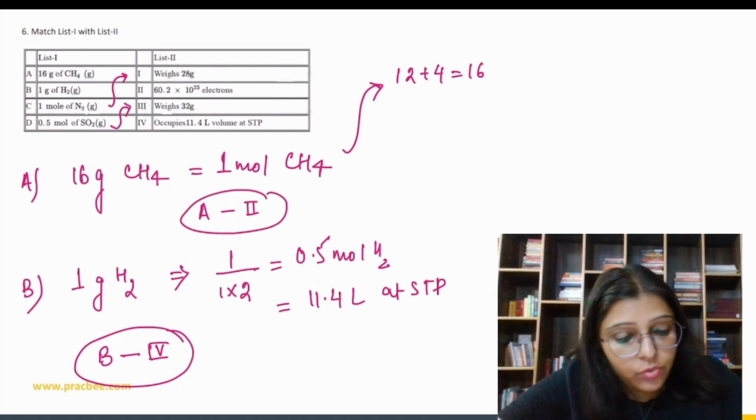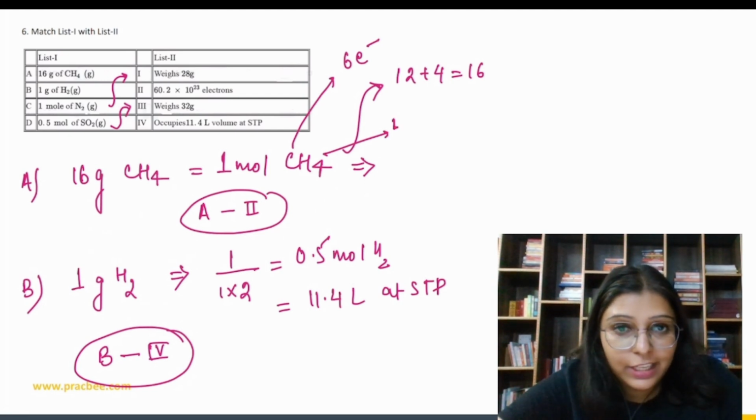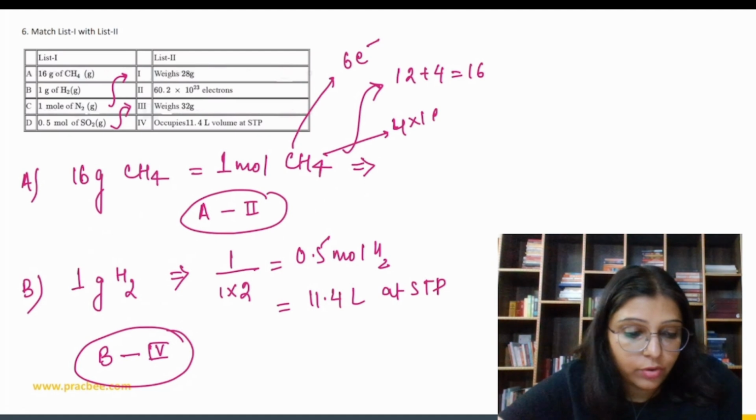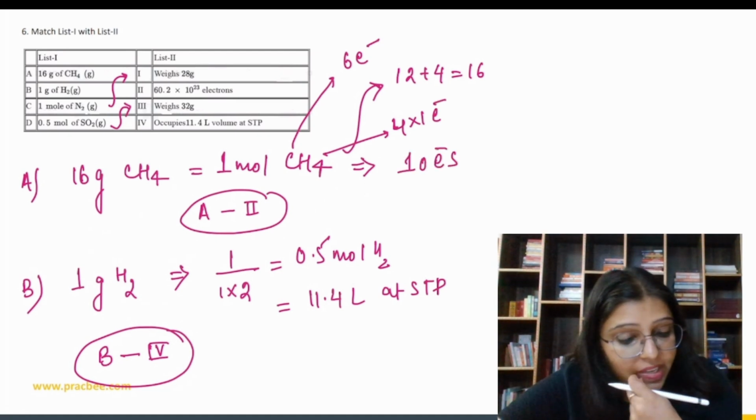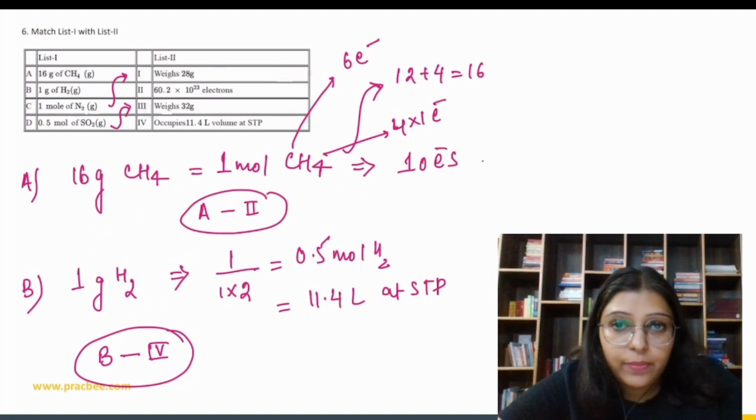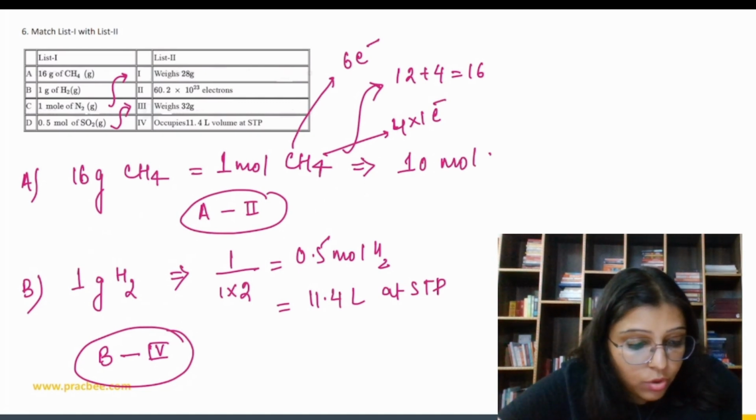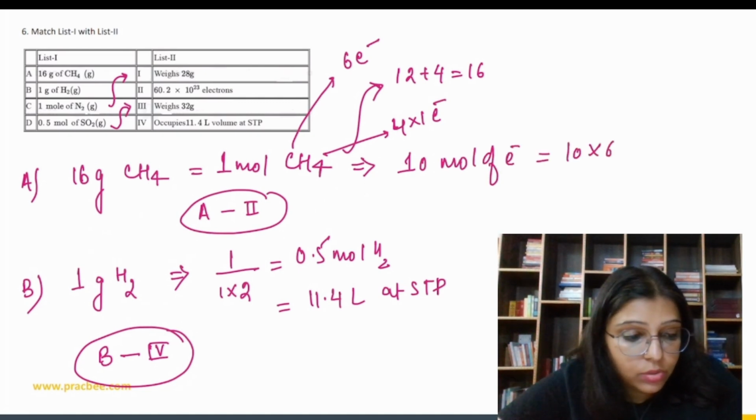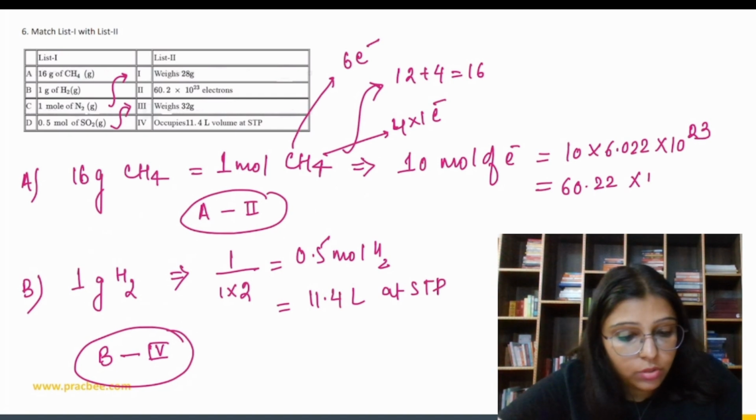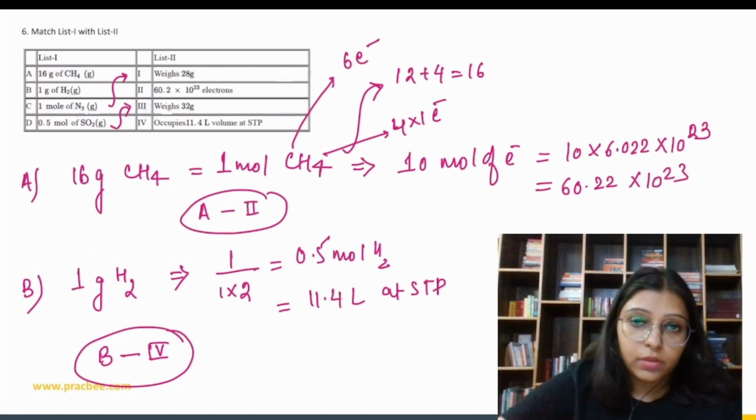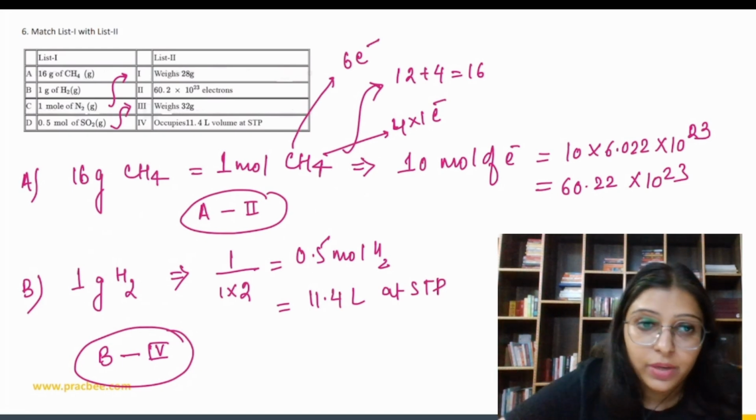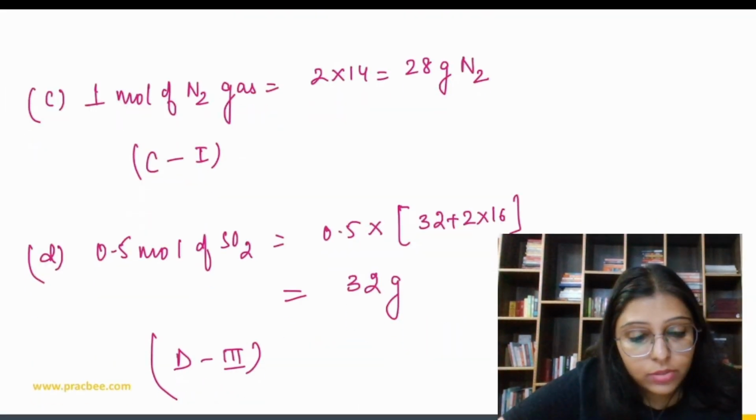Let's prove this. So 1 mole of methane. In 1 mole of methane, how many electrons? In carbon we have 6 electrons, and in hydrogen we have 4, meaning 1 electron in each hydrogen. So total hydrogen is 4, so 4 into 1 electron. So total electrons are 10 electrons. So in 1 mole we have 10 electrons, and we can say 10 mole of electrons. 10 mole of electrons means 10 into 6.022 into 10 to the power 23, which is equal to 60.22 into 10 to the power 23. So A we can match with the second one. Clear? Okay. Let's do the next question.